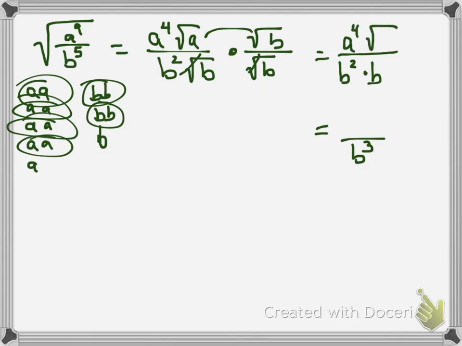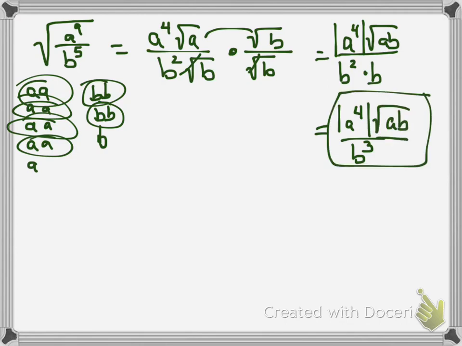Now, if there's 2 things under a radical symbol, they can multiply each other. But if there's something outside, it cannot multiply something inside. This is no distributive property. So a times b is ab. And that is my final answer. There you go. Notice I did put the absolute value sign. No big deal. Alright, let's do one more example.